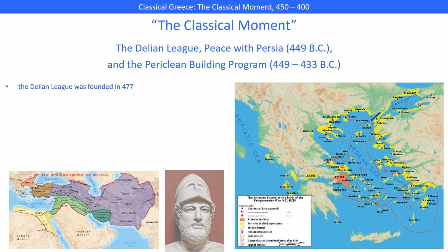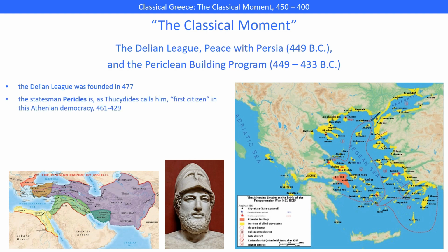In this context, Pericles came to power. Remember, Athens was a democracy, and there wasn't even an official president or prime minister, so Pericles was styled first citizen in a rule from 461 to 429 BC. In 454, he made the decision to move the League's treasury from the sacred island of Delos to Athens, allegedly to keep it safe from the Persians.